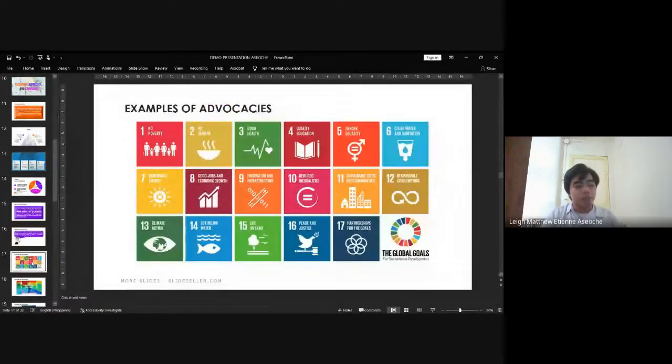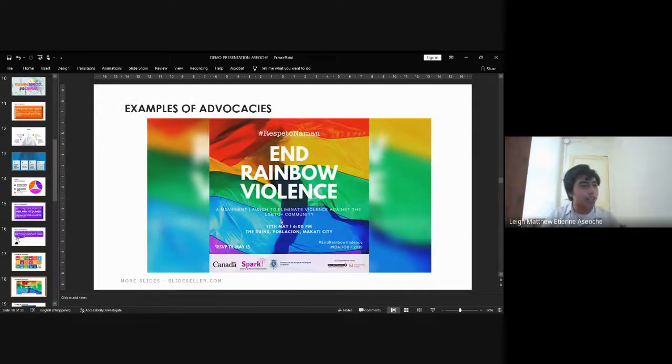Now we have different examples of advocacies. If you're familiar with this, these are the Sustainable Development Goals or SDG. This advocacy was created by the United Nations. So we have here no poverty, no hunger, good health, quality education, and so on and so forth. Another is this. This is for the LGBT community. This advocacy is to end rainbow violence in Canada, because in Canada, there's still the existence of homophobia or violence against members of the LGBTQ plus community.